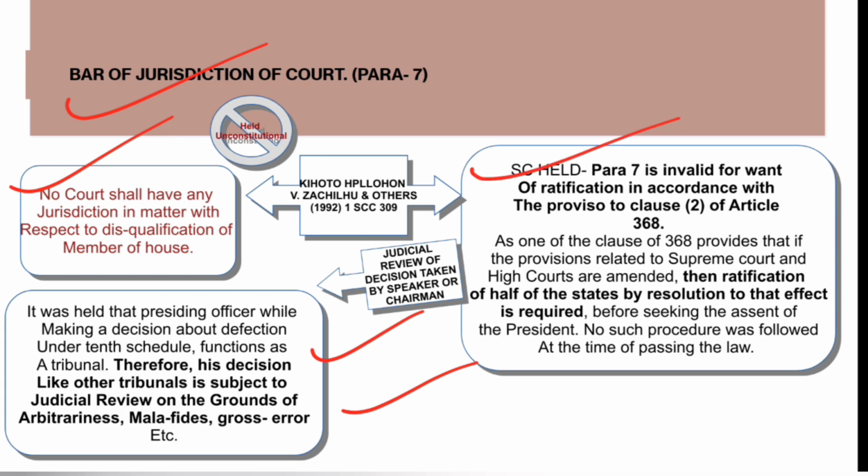One more thing was there, that as per Article 368 clause 2, ratification from half of the states was required before passing this law taking away the jurisdiction of the High Courts and Supreme Court, but the ratification was not taken before the passing of this law. So for that reason also it was not valid. So this was also held in the Kihoto Hollohan judgment, and the clause barring the jurisdiction of the courts was held unconstitutional. So this was para 7 of the 10th Schedule.